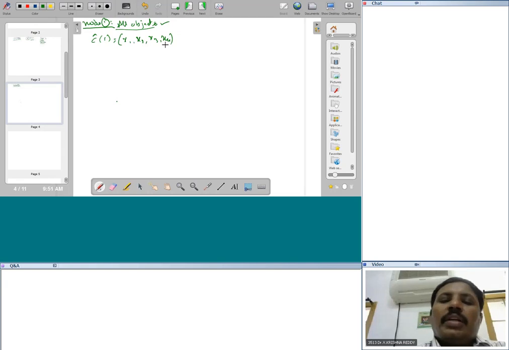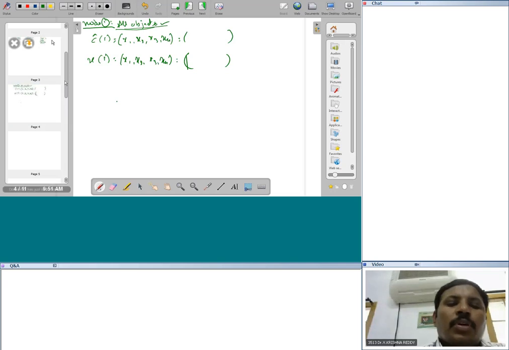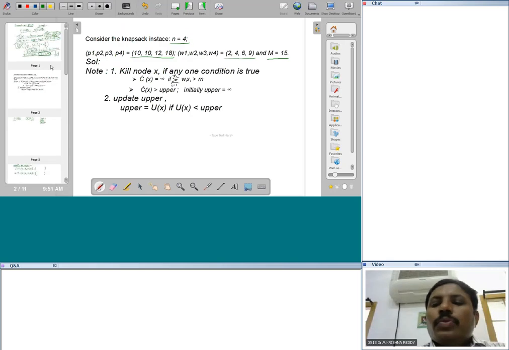How are we selecting? And u of 1 is nothing but the zero-one knapsack problem. For the C cap of 1 first node status, all objects are ready to execute. 4 objects are given with the weights 2, 4, 6, 9, and the order of objects is 1, 2, 3, 4. Suppose the first object we take, weight 2. What is the maximum capacity? 15. Second object also we take, 2 plus 4, 6 only, maximum 15. Next object also we take, 6 plus 6, 12.